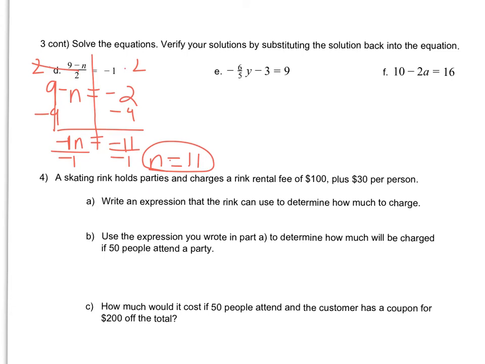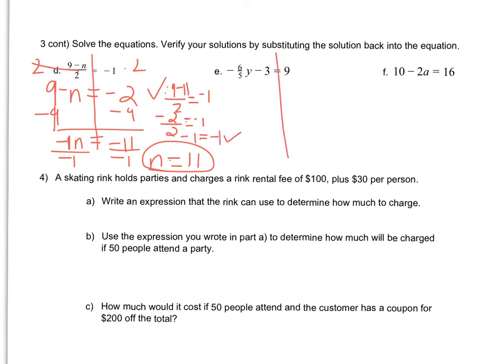And if I check, 9 minus 11 over 2, does that equal negative 1? 9 minus 11 is negative 2. Negative 2 over 2 is, sure enough, negative 1.